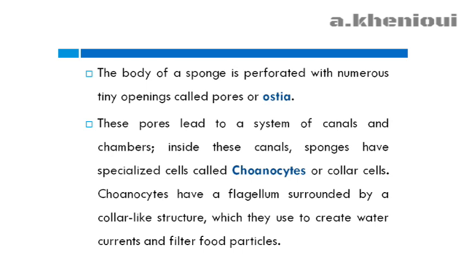The body of a sponge is perforated with numerous tiny openings called pores or ostia. These pores lead to a system of canals and chambers. Inside these canals, sponges have specialized cells called choanocytes or collar cells. Choanocytes have a flagellum surrounded by a collar-like structure, which they use to create water currents and filter food particles.